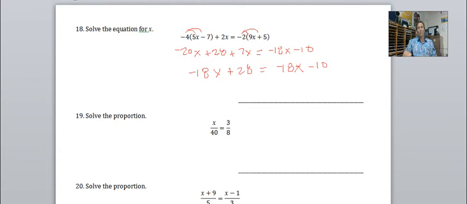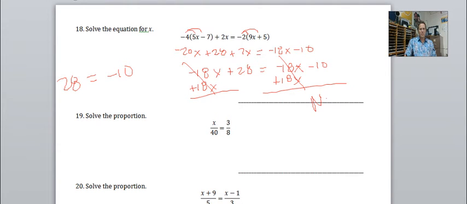Again, I want to bring all the x's to one side. But again, I will notice on this one, when I bring the x's to both sides, they cancel out on both, which means we're left with what? 28 equals negative 10. So does 28 equal negative 10? No, they don't. What am I going to get? That is no solution.